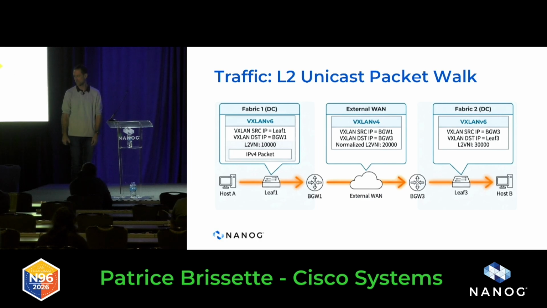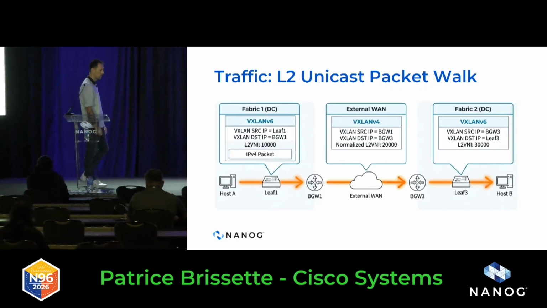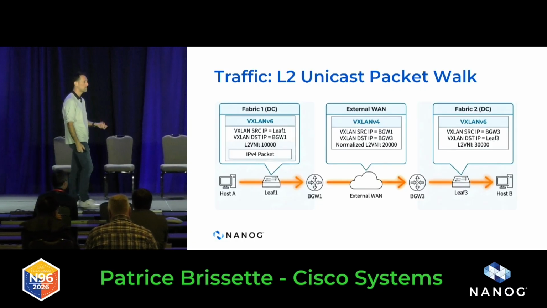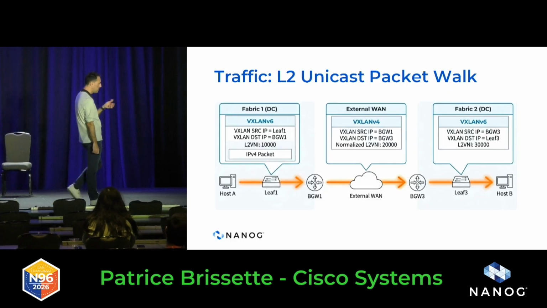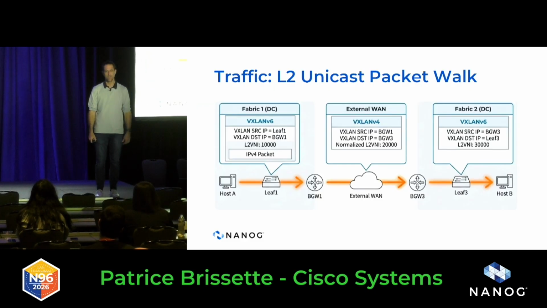Nothing else. So at any point of time, if you do a PCAP on your packet and look at it, you know exactly where it came from, where it's going, and the content of it. And if you know the normalized VNI, you know exactly what you're stitching, and why it is transiting through that domain.